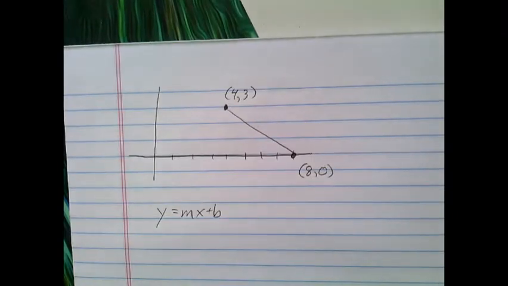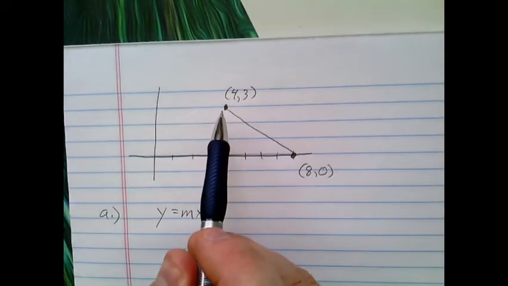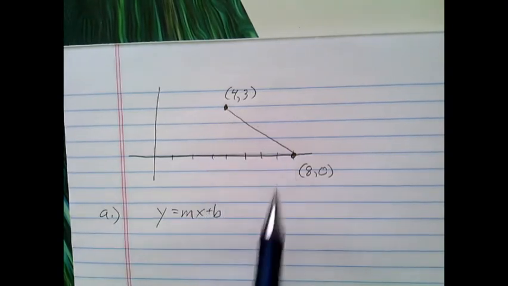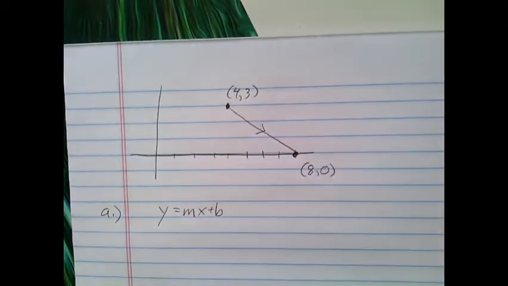Alright, so here's what we were just discussing. We're gonna cut a groove from the point (4, 3) to the point (8, 0). Now there's actually some directionality to this. We're going to cut it from left to right.